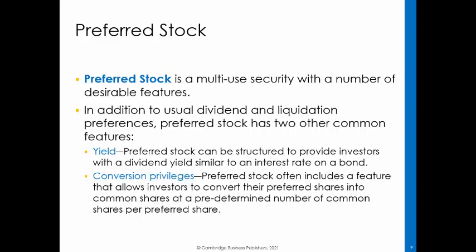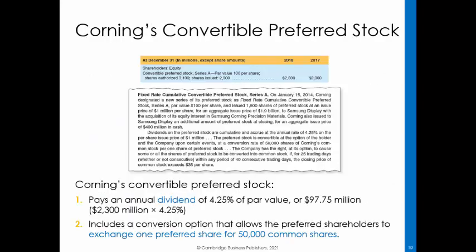Dividends, unlike interest expense, are not deductible by the corporation for tax purposes. Therefore, the after-tax cost to the company for preferred dividends is higher than the after-tax effective rate on a bond. The other is conversion privileges. Preferred stock can contain an option that allows investors to convert their preferred shares into common shares at a predetermined number of common shares per preferred share.